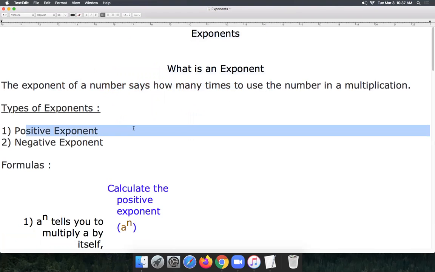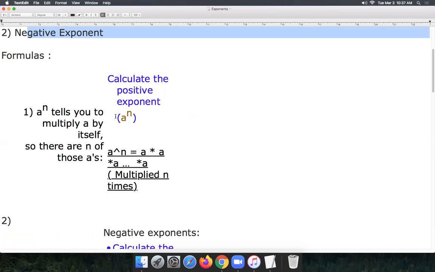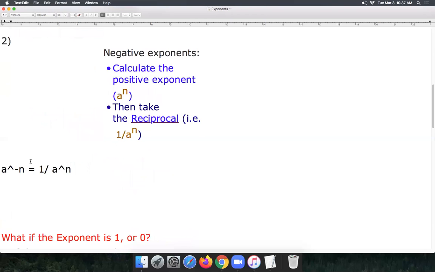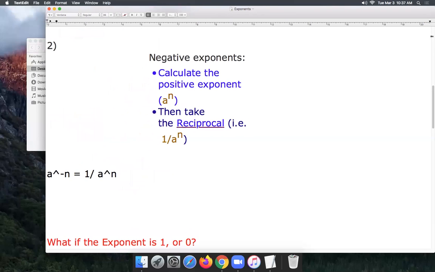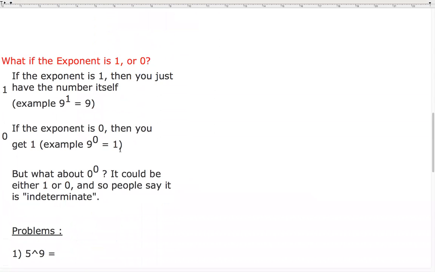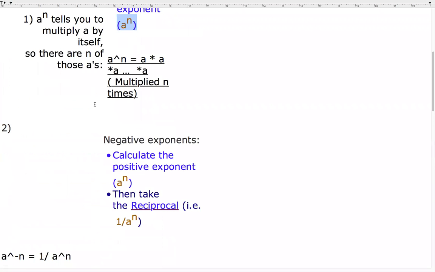What is a positive exponent, what is a negative exponent, and how do you solve them? What is the formula for the positive exponent, and what is the formula for the negative exponent? You got it, right? Yes. Okay, so these are the two things.